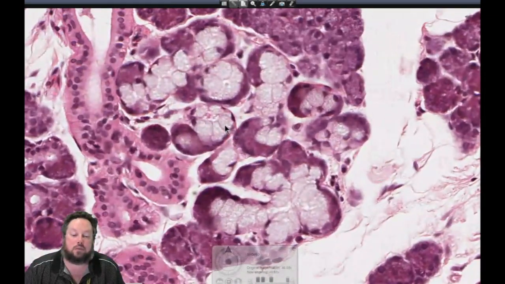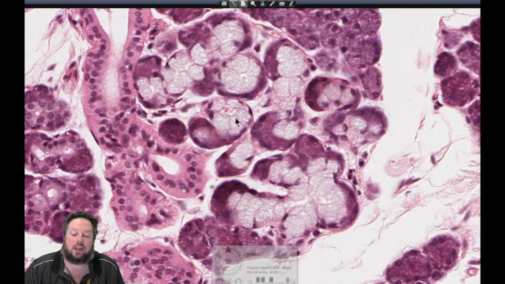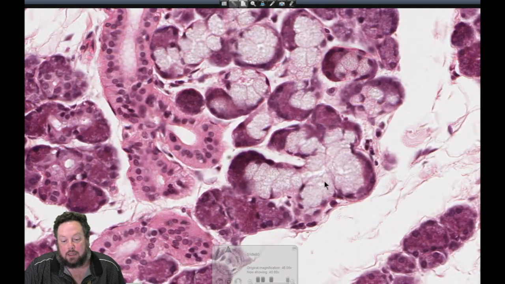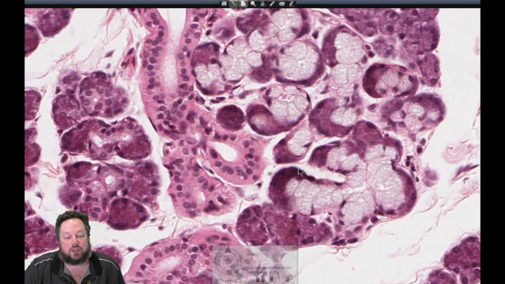Now, the way we can tell it's a mucus acinus is, one, the cytoplasm's very pale staining, but two, the nuclei tend to be basally located and very flattened as well. So this is a mucus acinus and we've got a little bit of a serous cap on the surface. This is forming these serous demilunes, which means half moon shapes. So here's our mix of seromucous glands.